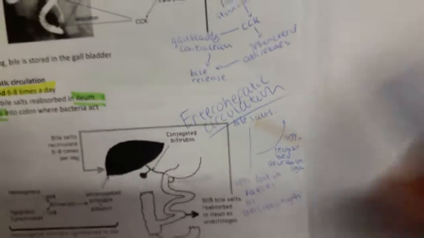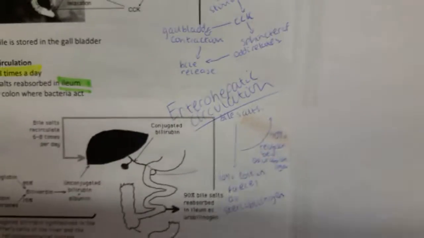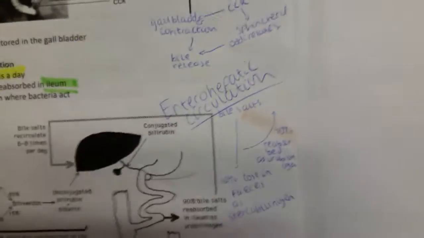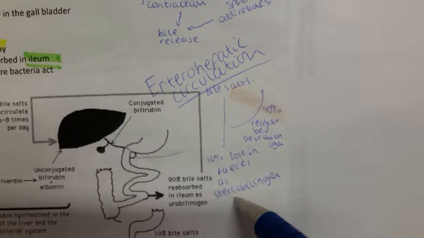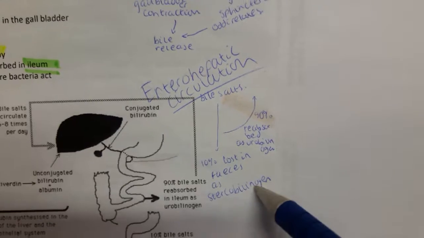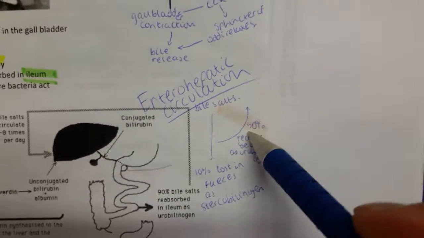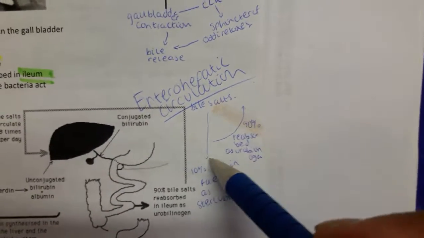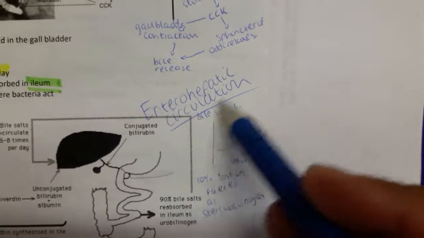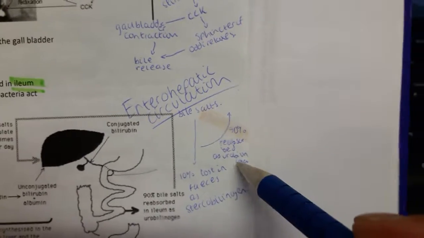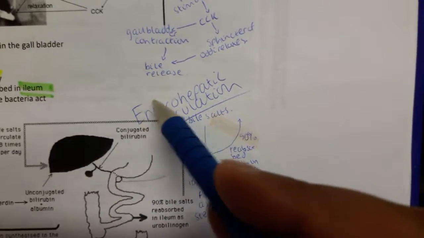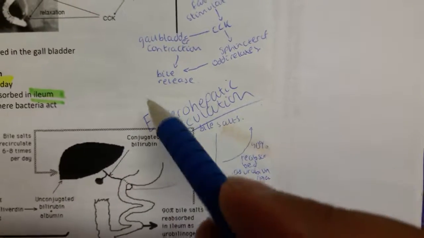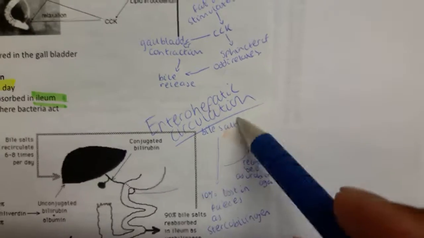Then what happens is that the bile salts, once they've done their job, once they've allowed the fat absorption, 10% is lost in the feces as stercobilinogen. However, 90% will be reabsorbed into the enterohepatic circulation as urobilinogen. Entero means intestines, hepatic means liver, so the intestinal liver circulation from the intestines to the liver and back again.